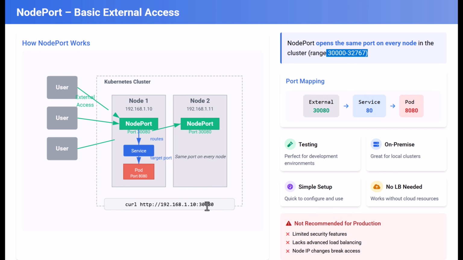So even if your app is running deep inside the cluster, traffic from the internet can reach it using a NodePort on any node. This method is great for testing and development, on-premises setups, and when you don't want to use a cloud load balancer. But keep in mind, it's not recommended for production. It offers limited flexibility and security. For example, you can run curl http://192.168.1.10:30080 and it will forward the request to your app running on port 8080 inside the pod. Simple, quick and perfect for small setups.